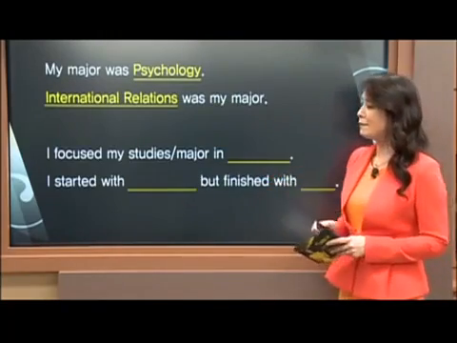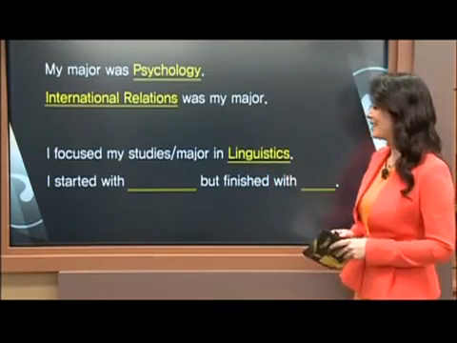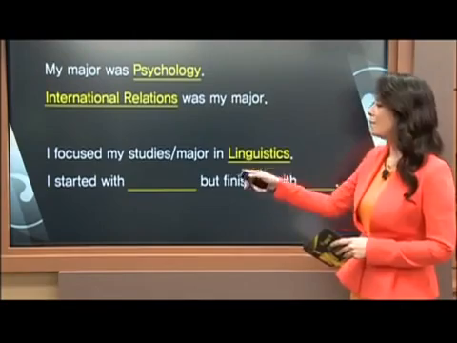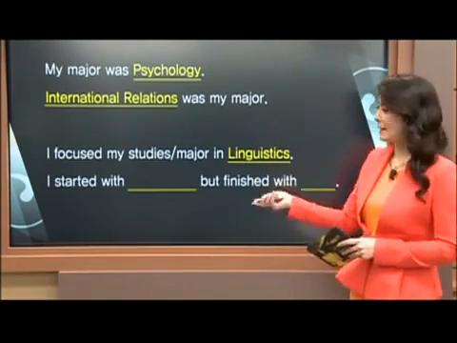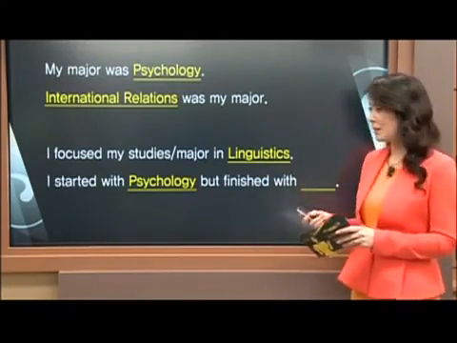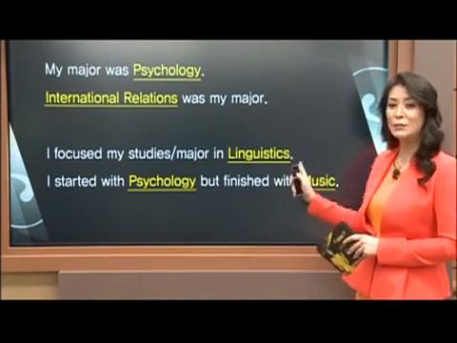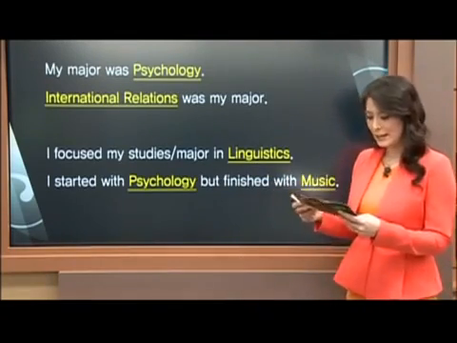What about this one? I focused my studies in, or I focused my studies, my major in blank. Let's take a look at this. I focused my studies in linguistics, or my major in linguistics. Now mention your major in that blank. And I started with, dialogue 나왔던 문장이죠. Okay, 비슷한 패턴인데요. 무엇으로 시작을 해서 다른 전공으로 바꿨다라고 하실 때 하면 돼요. I started with psychology, but finished with music. 자, 음악 전공을 해서 졸업을 했다. 음악 전공을 하면서 졸업을 했다라는 말이겠죠. All right, and then let's go back to the conversation then.